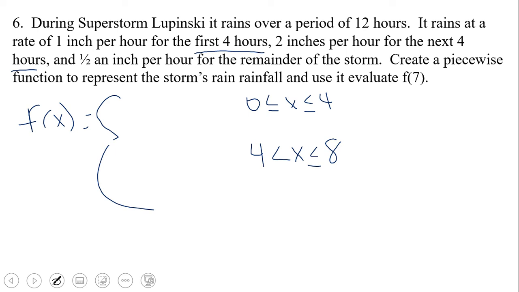Then it's going to rain 1/2 inch per hour for the remainder of the storm. So the remainder of the storm is from hour 8 to hour 12. Again, don't include the 8, but do include the 12.